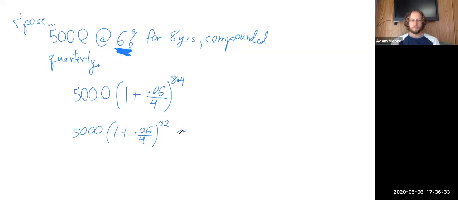So let's go ahead and get to those calculators again. I'll do mine in Class Calc this time. There it is. And we'll see if we can get the same thing. It should still be in the 7,900 or 8,000 range. Let's see here. 5,000. Okay. Parentheses, 1 plus 0.06 divided by 4. Close those parentheses, up to the 32 power.